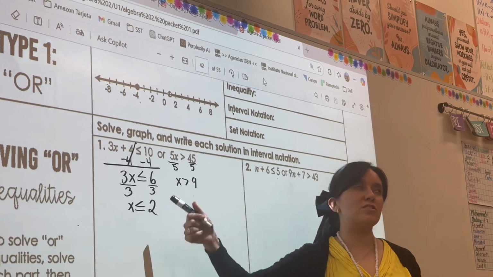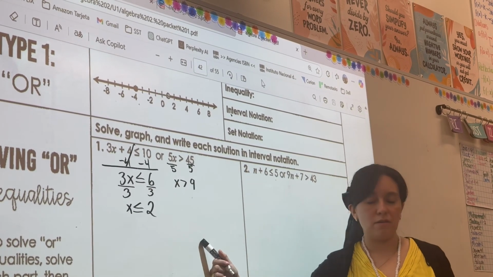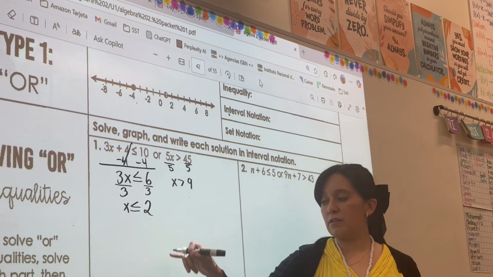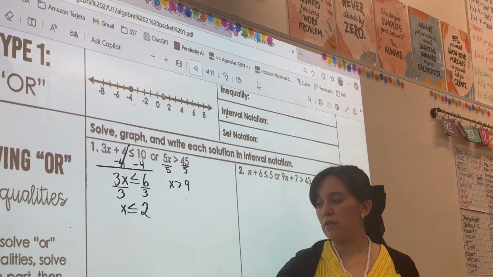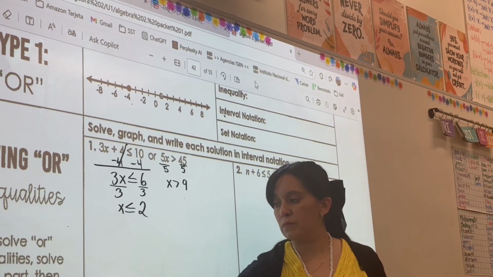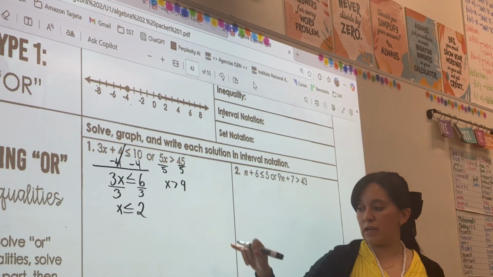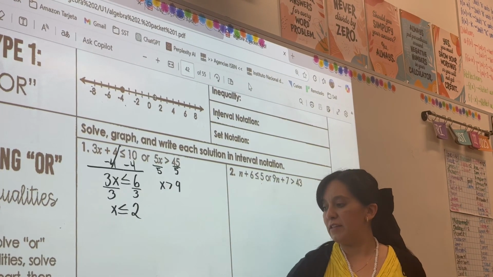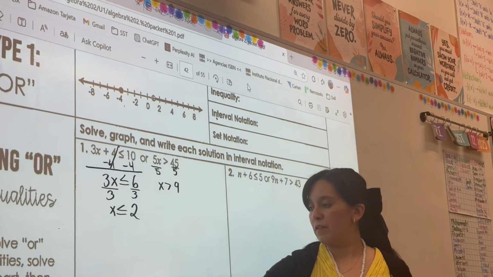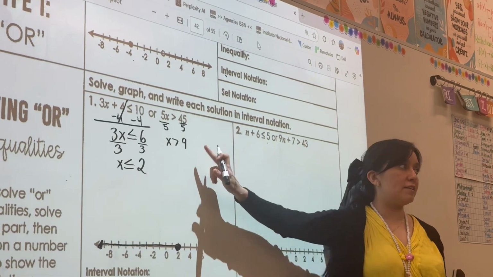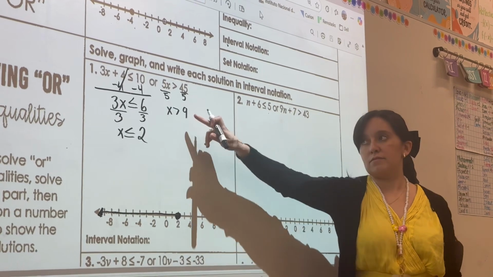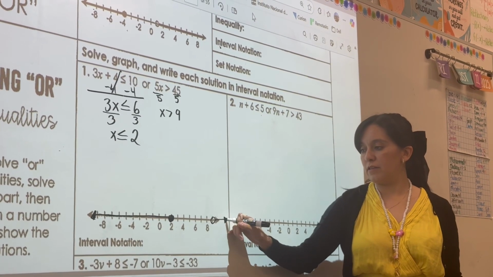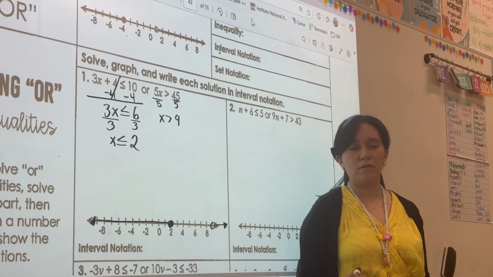Anybody have any questions about how to solve this or this? No. Okay. Now we are going to graph. We are going to put less than or equal to 2, so I'm going to put a closed circle, going to the left. And then greater than 9, that is an open circle. Oh, I put it at negative 2, thank you. This is a 9, an open circle. That means it's just greater than, so an open circle, and to the right. Right? Anybody any question? No. Okay.